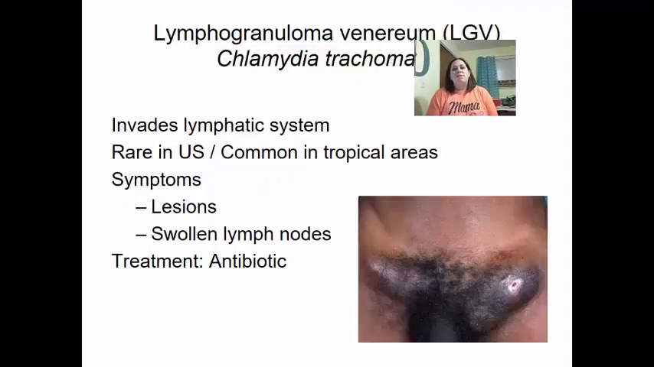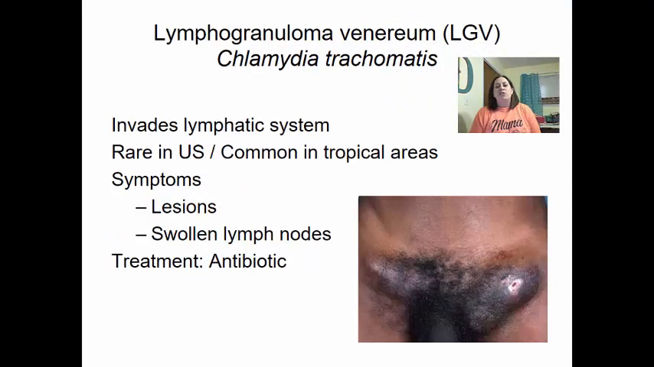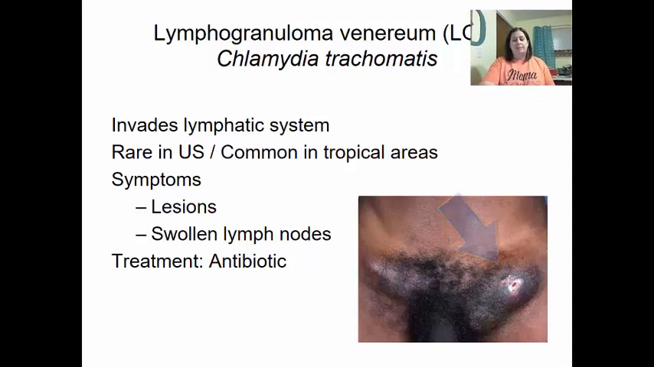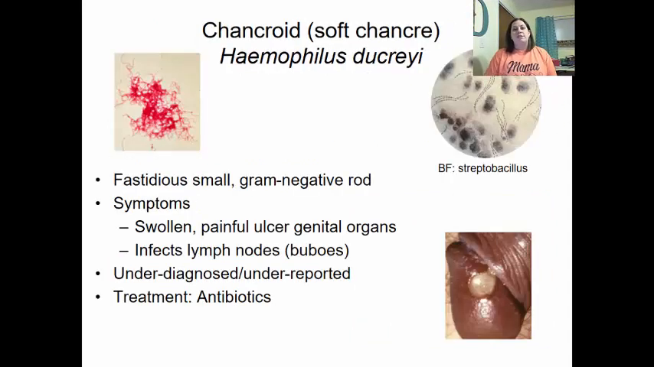The next one is Lymphogranuloma venereum, or LGV. This is caused by Chlamydia trachomatis. This invades the lymphatic system. It is rare in the U.S. It is common, however, in tropical areas. Symptoms include lesions and swollen lymph nodes in the groin area. Treatment is antibiotics.